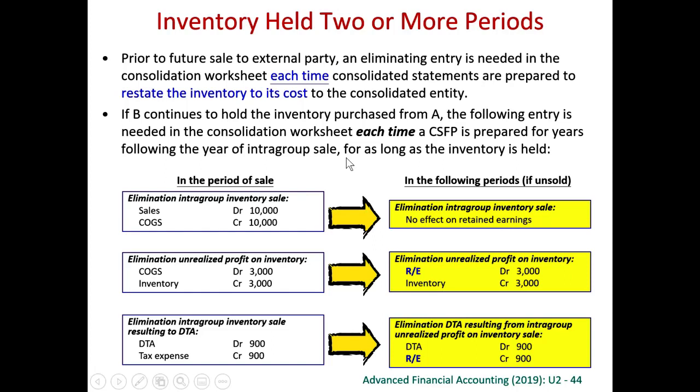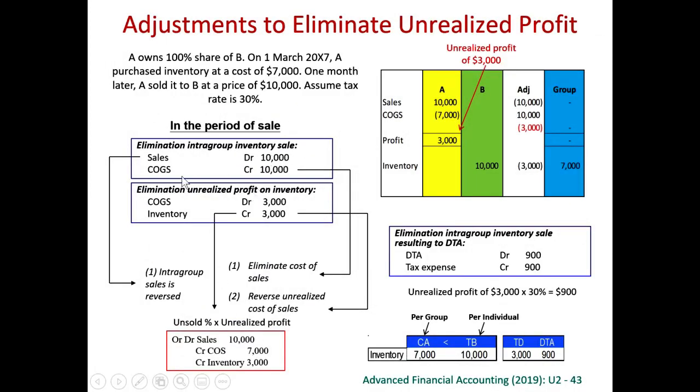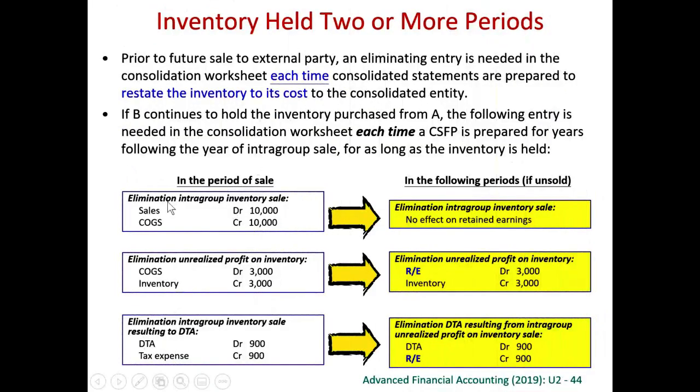How about if we hold the inventory for more than one period? In the year of sales, this is what we have done. I have just copied these 3 journal entries from the previous slide. So this is what we have done in the period of sales: 1, 2, 3. We eliminate the intragroup sales, we eliminate the unrealized profit in the closing inventory, and we account for the deferred tax. Now, assuming that this is 1 year after, in the following year, if this inventory remains unsold.